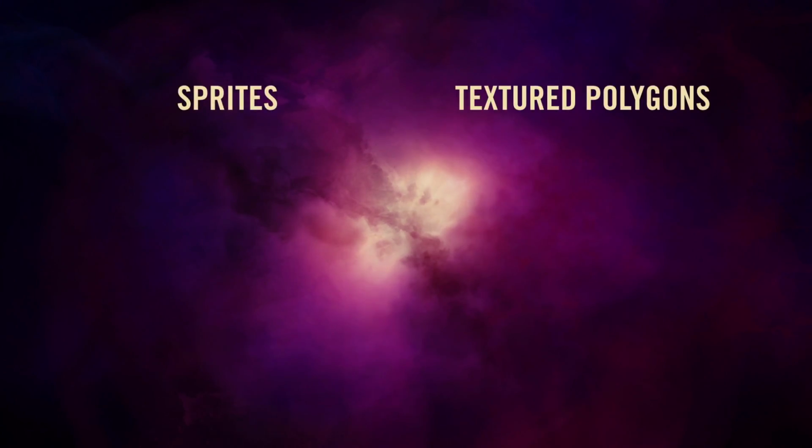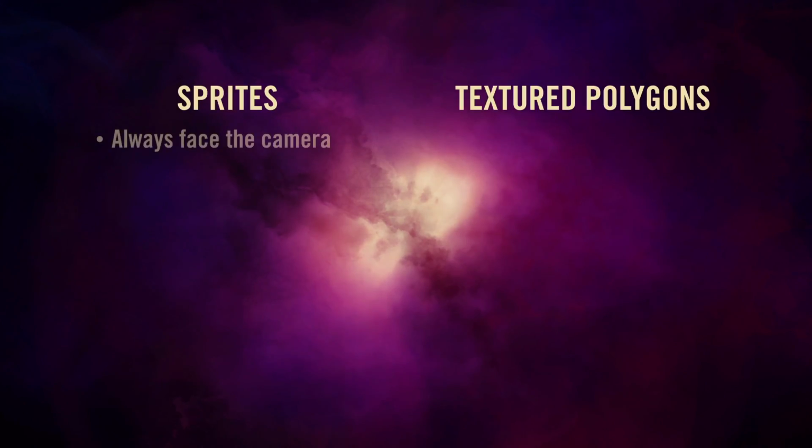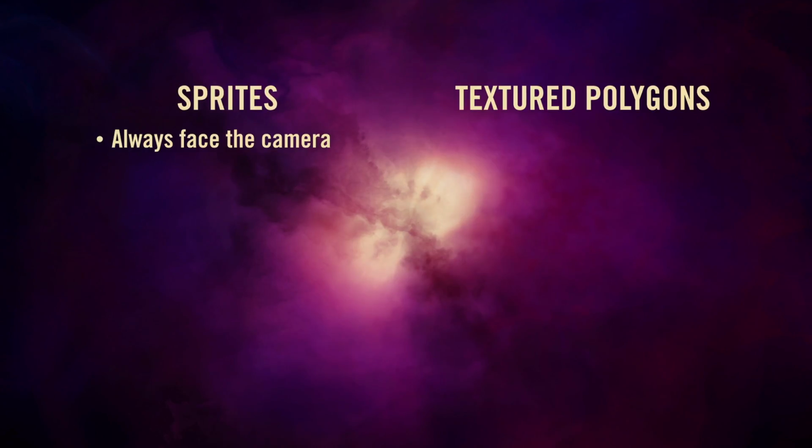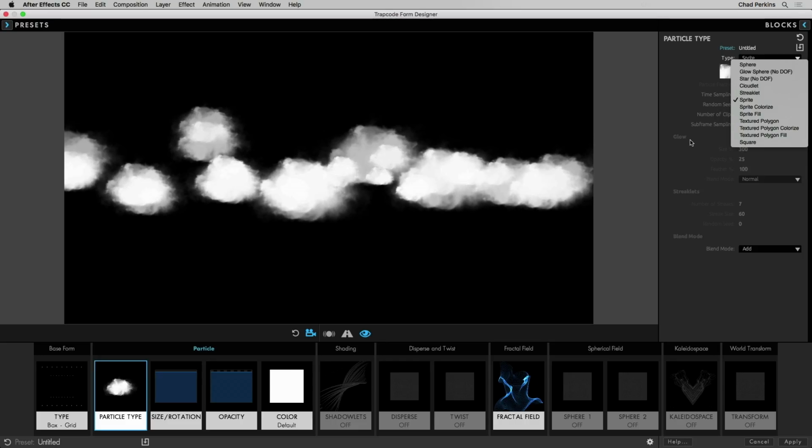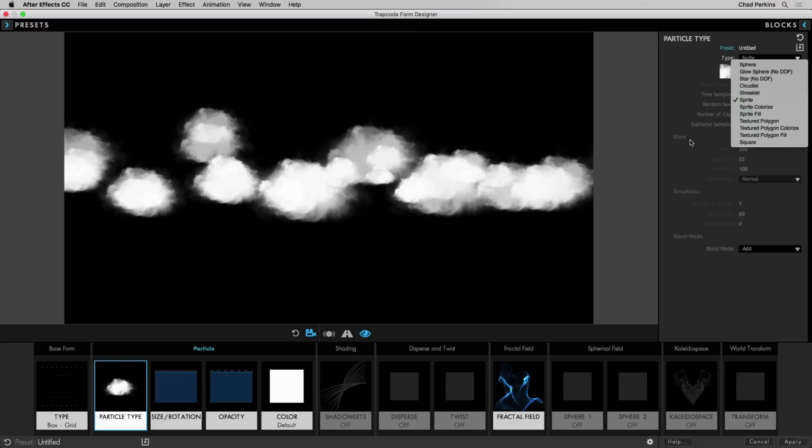Okay, so let's talk about sprites versus textured polygons. Now, sprites are flat 2D objects that always face the camera. That's the real difference. The big important difference is that sprites always face the camera. So if you had something like these clouds, you'd probably want them to constantly face the camera, because we would expect those clouds to be 3D.